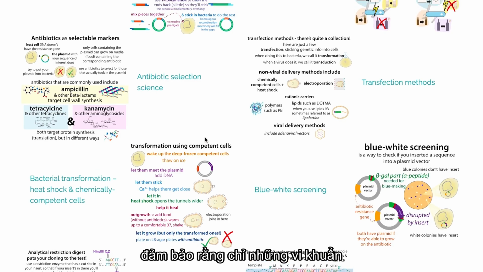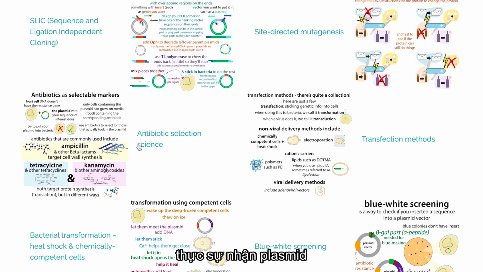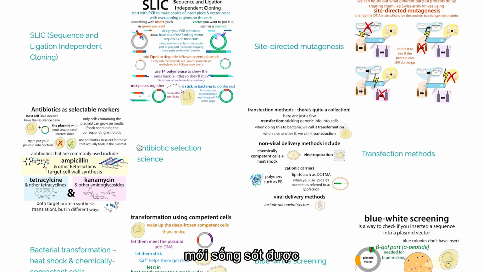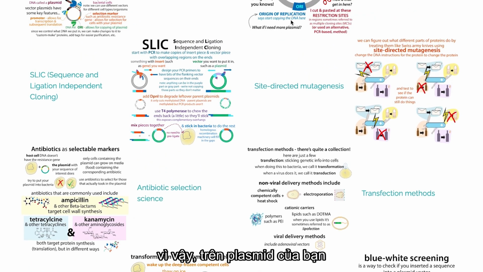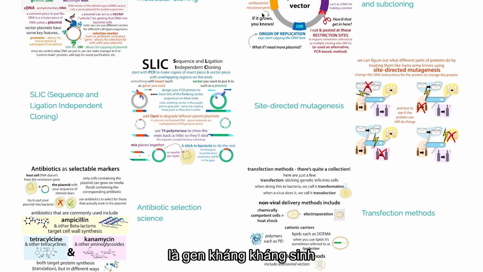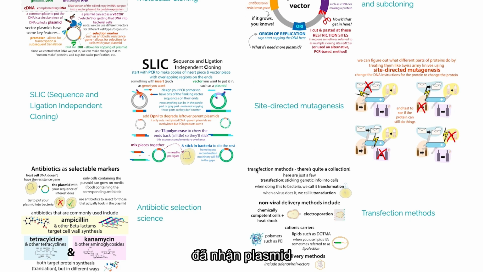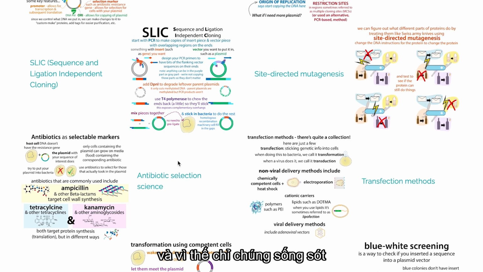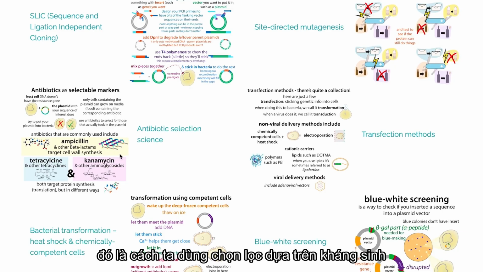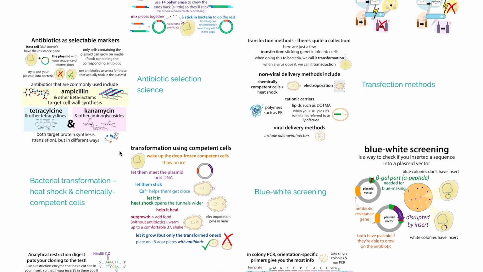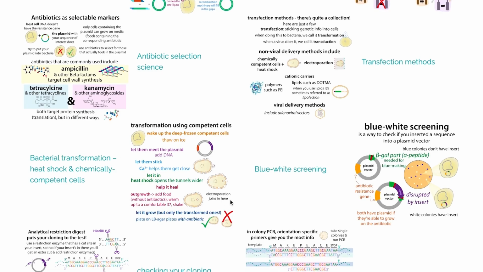But you want to make sure that only the bacteria that actually took in the plasmid are able to survive. And so what you can do is, on your plasmid, you often have a selection marker that's an antibiotic resistance gene. And then you grow the cells in the presence of the corresponding antibiotic. And only the bacteria that have taken in that plasmid will be able to make the needed resistance product, and therefore only they will be able to survive. And so this allows us to use antibiotic-based selection. And I have much more on that.